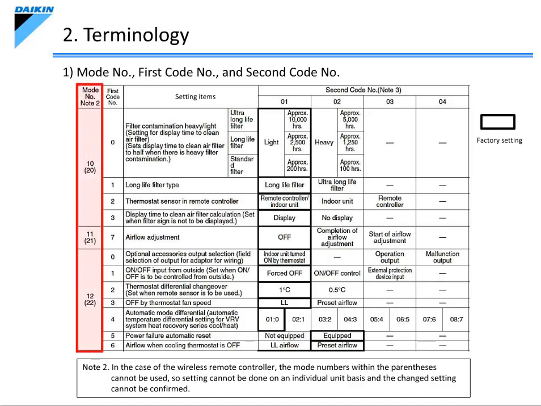The mode number refers to the field setting number. It is the first number assigned to represent the same type of setting items. The first code number refers to the setting item number. It is a number given to each setting item. The second code number refers to the setting position number. It is a number assigned to the specific condition and value of each setting item.